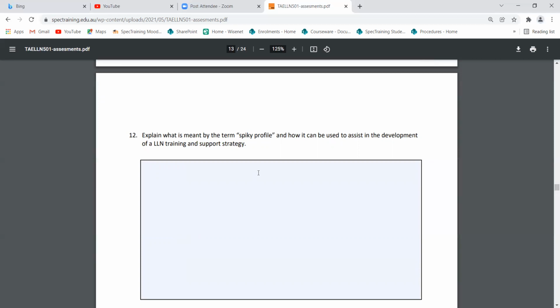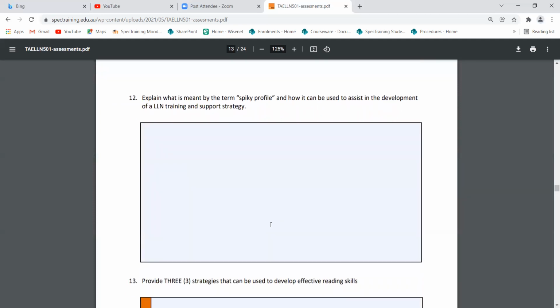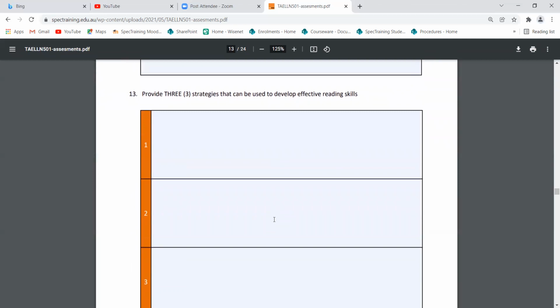But generally every single human on the planet will have a spiky profile because that's just the nature of humans, right? No human is a level 5 across all of the 5 core skills, okay? Hopefully, as I say, 5 core skills, you know what I'm talking about. If you are unfamiliar with the 5 core skills, just shoot me an email and I'll send you through a chart that can really help you understand the 5 core skills and some other supporting documents on the ACSF. But by the time you're doing this unit, I'd imagine that you would have some understanding of what the 5 core skills are. Okay. 13, provide 3 strategies that can be used to develop effective reading skills.